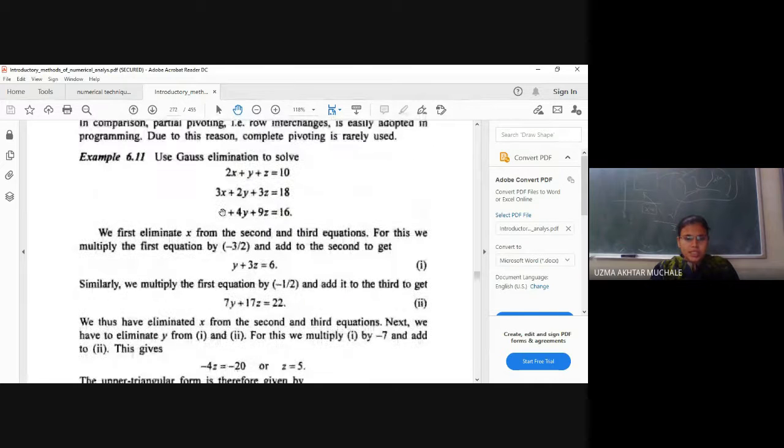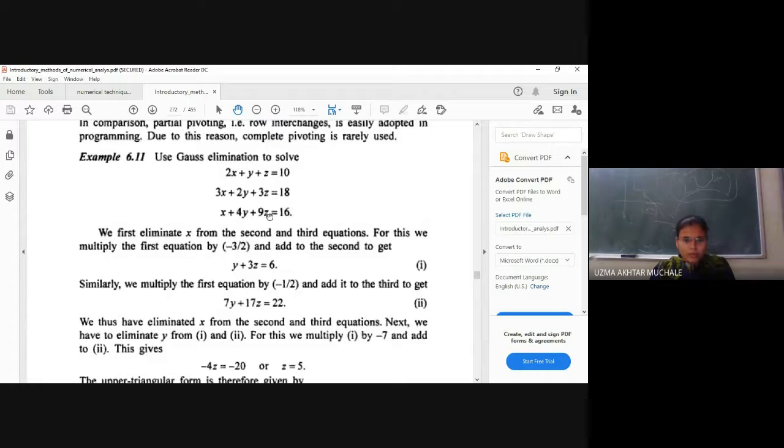Okay. So here this is an example. I will show the example here only, and after that we will solve it. So what is this? 2x plus y plus z is equal to 10. And the next equation is 3x plus 2y plus 3z is equal to 18. x plus 4y plus 9z is equal to 16.